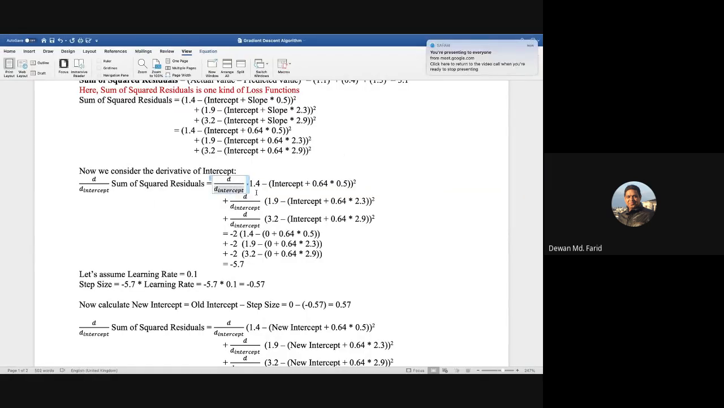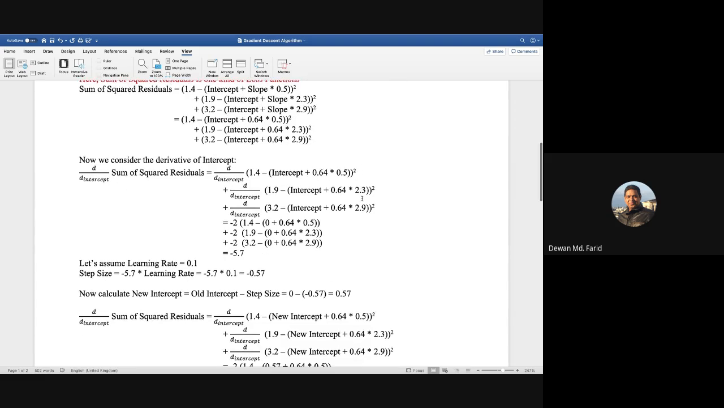Okay, so what we are doing, we are using derivatives. You can use d or delta, whatever. So delta or d divided by d intercept. So this is like an intercept, and our slope is fixed.